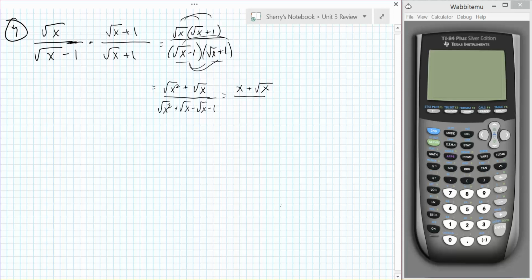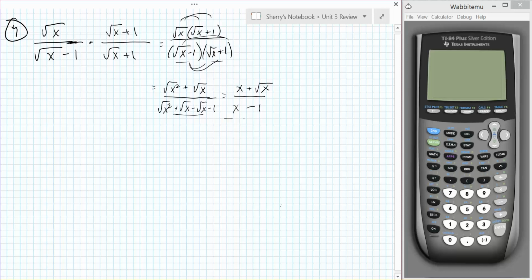Now, when I go to simplify the denominator, the square root of x squared is just plain old x, which is great because now there's no square root in that part. In the middle, because of using the conjugate, I end up with a plus square root of x and a minus square root of x, which is gone. So that whole radical expression ended up dropping out. But I still have a minus 1 on the bottom.